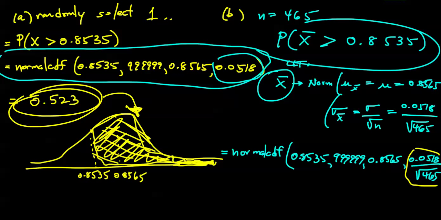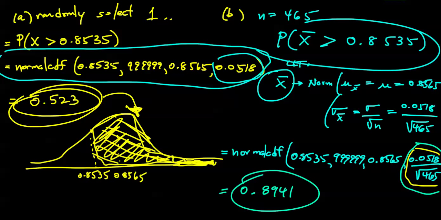standard deviation, right? If I punch this out on my calculator, again, let me make sure I got it, 0.8535, 999,999, 0.8565, and then 0.0518 divided by the square root of 465. I would type it in just like I see it here, let the calculator do the work, and I get a probability of 0.8941. Alright?